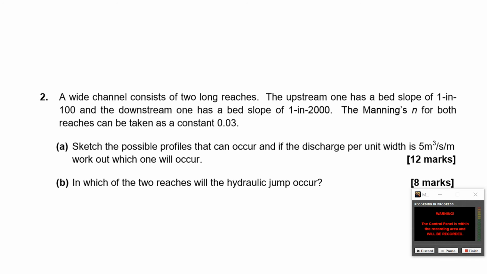So the first thing it asks us to do is sketch the possible profiles that can occur, and if the discharge is 5 meters cubed per second per meter, work out which one will actually occur. And part B asks in which of the two reaches will the hydraulic jump occur. We've done a similar example in the lectures, and there's a similar example on the tutorial sheet as well. But I'm going to give you a full solution of this question.